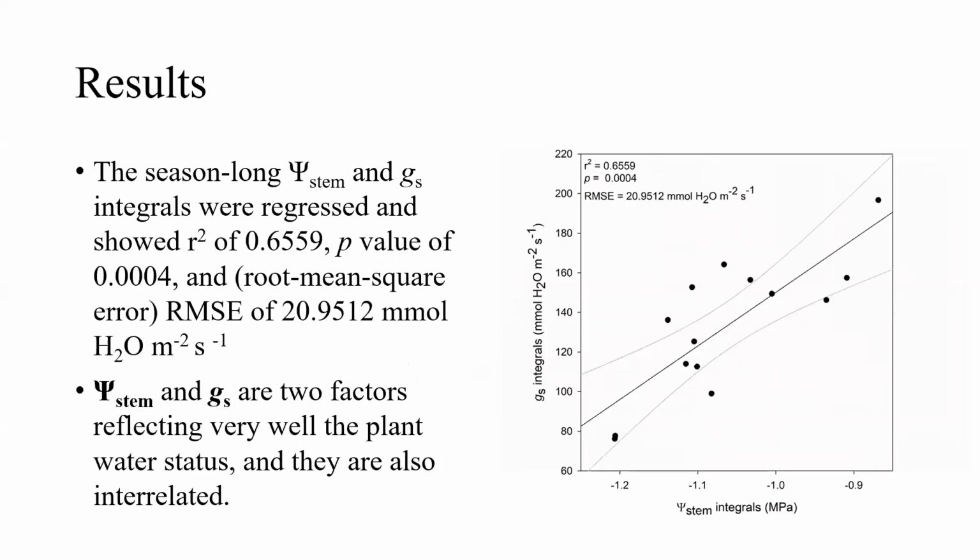So the season-long stem water potential and stomatal conductance integrals were regressed and showed an R-square of 0.66 and p-value of 0.0004. The stem water potential and the stomatal conductance are the two factors reflecting very well the plant water status, and they are also interrelated in our case. So we can use these two to represent the plant water status in this study.